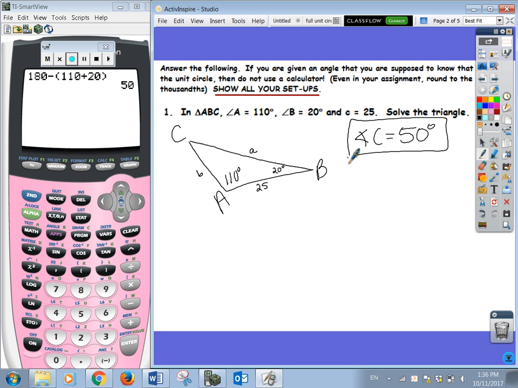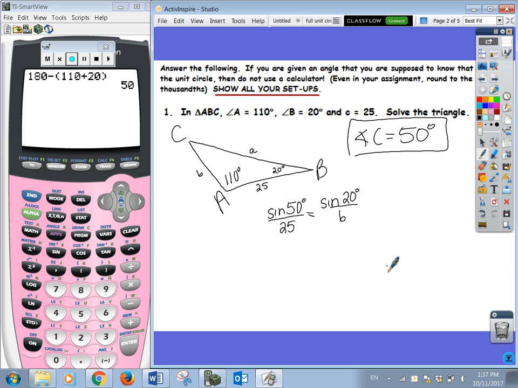Then we're looking for side A and side B. So we're going to use law of sines. We have to have two setups to find that. I do not have to see your setup for adding and subtracting. I do have to see your setup to find both side A and side B. Well, right here, the only angle and side that we have is side C and angle C. So I have to say sine of 50 degrees over its side, which is 25. And then I can pick A or B, it doesn't matter which one we do first. Sine of, let's say, 20 degrees over its side, which is B. And then you solve for B.